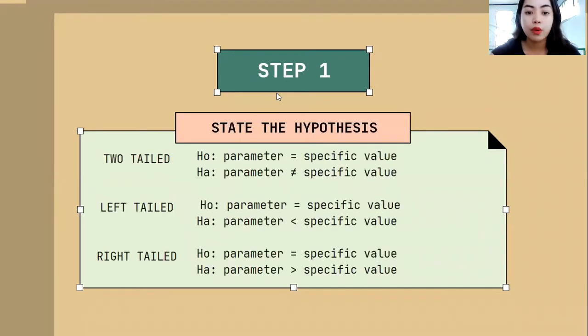For step 1 of hypothesis testing, it's the same, regardless if it's the z-test you're using or the t-test. However, it would depend if it's two-tailed, left-tailed, or right-tailed. The hypothesis statement would vary.